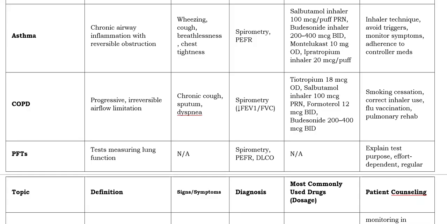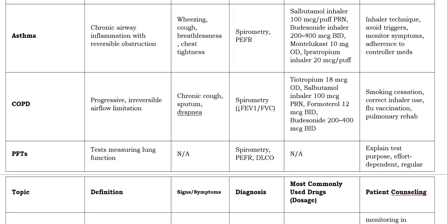Then budesonide inhaler, an inhaled corticosteroid, 200 to 400 micrograms twice daily. That's a controller, reducing inflammation. Montelukast, 10 milligrams once daily, another type of controller. And ipratropium inhaler, 20 micrograms per puff, sometimes used too.